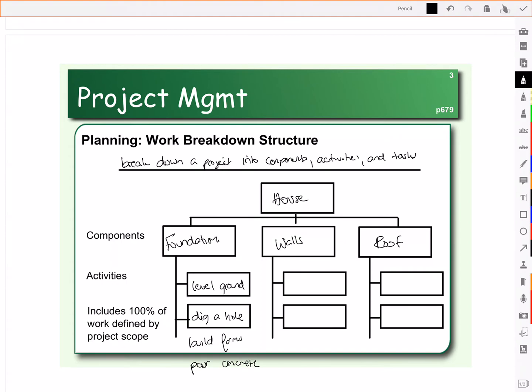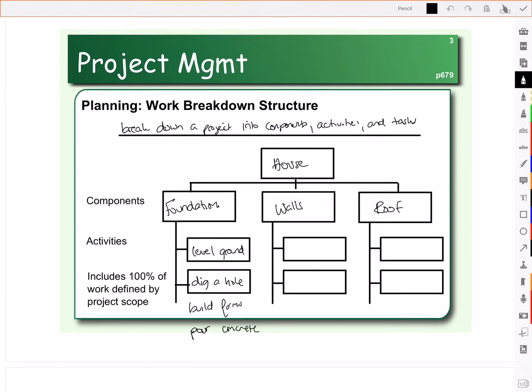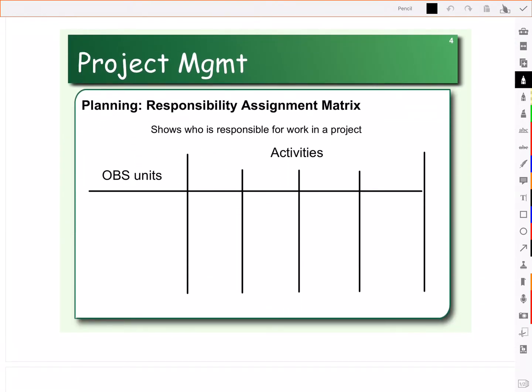And so activities are subsections, steps within the components, tasks are within activities. So all you're doing is drilling down. You can have even more layers than that. Once you have your work breakdown structure, in terms of a successful project, overall, big picture, we need to build a house. To get the house, we need foundation, walls, roof. We need those components. To get each of those components, we need to do these activities. So the next step after that is to then figure out who's going to do them and who's going to be responsible for them.